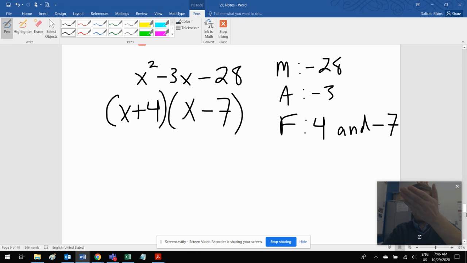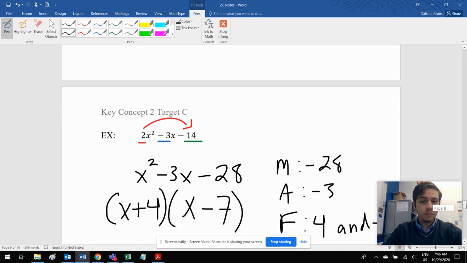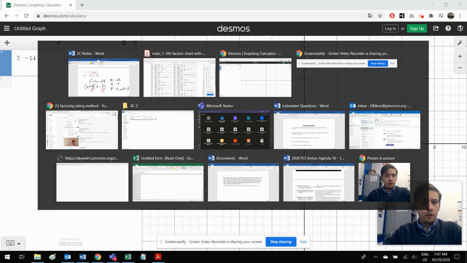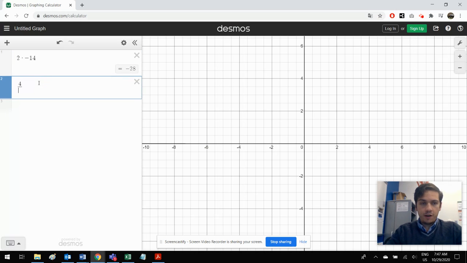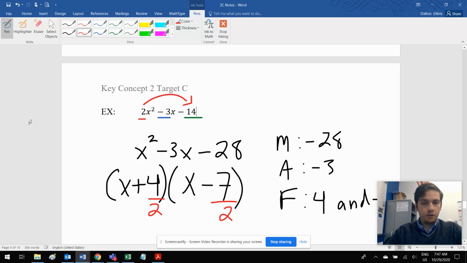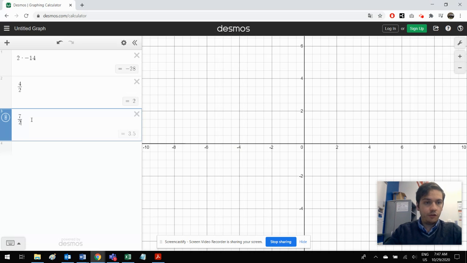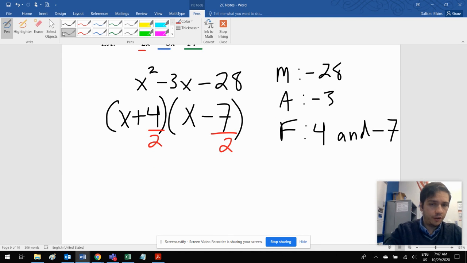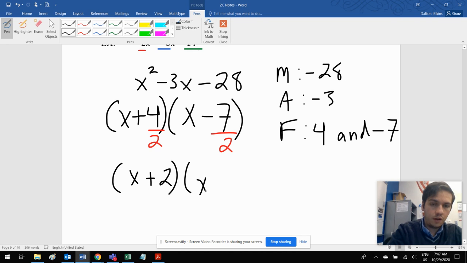Okay, so I swung forward, got to swing back. So I'm going to divide both of them by 2, right? I'm going to swing the 2 back. So divide by 2, divide by 2. Okay, so let's do 4 divided by 2, and then let's do 7 divided by 2. Make it a fraction. Okay, that one doesn't even change. So we end up with x plus 2, x minus 7 over 2.